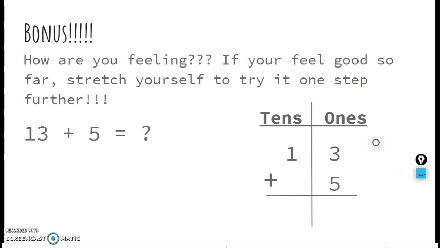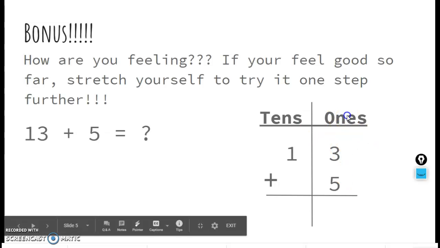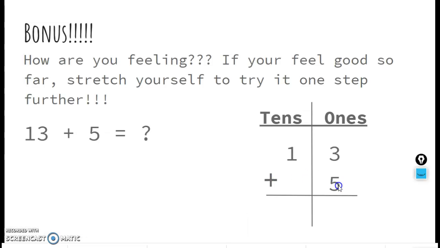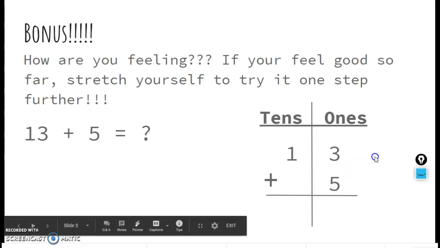Now I'm going to do just like I did on the last page, and I'm going to start by adding the 1s. If I look at my 1s place here, I can see I have 3 plus 5. So 3 plus 5 is 8. I have 8 1s all together.